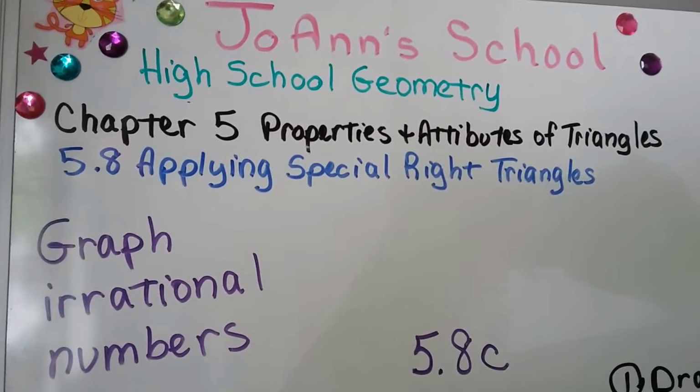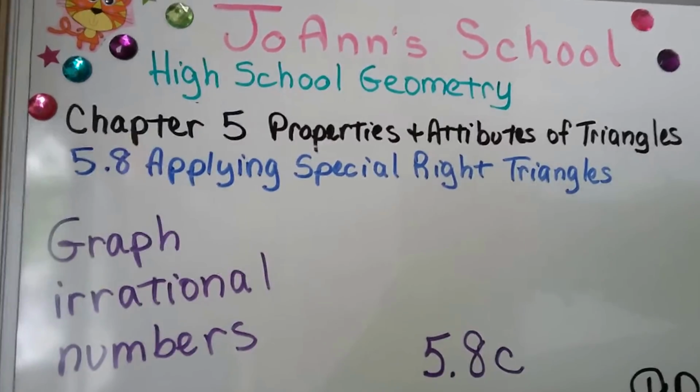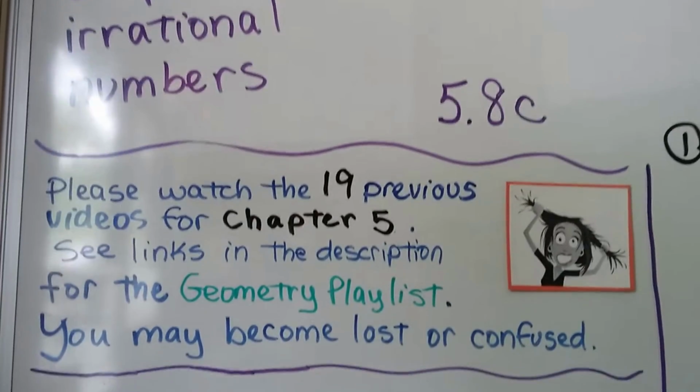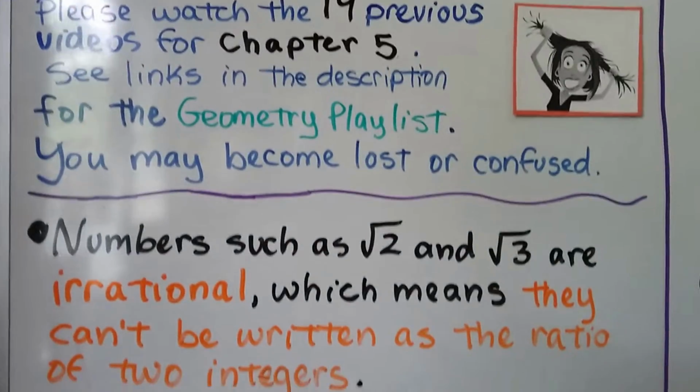We're going to graph irrational numbers. This is 5.8c, and it's the very last video for Chapter 5. We have 19 previous videos, and they're in the geometry playlist if you need them.